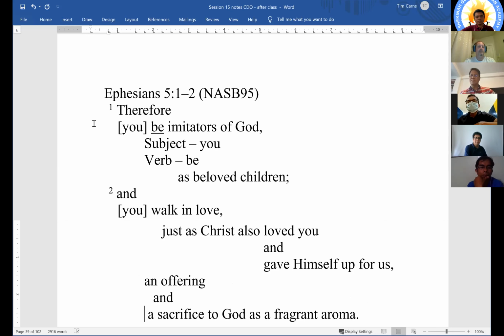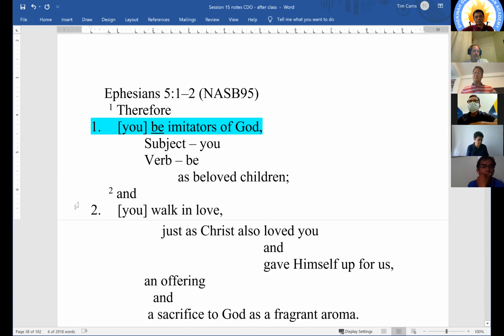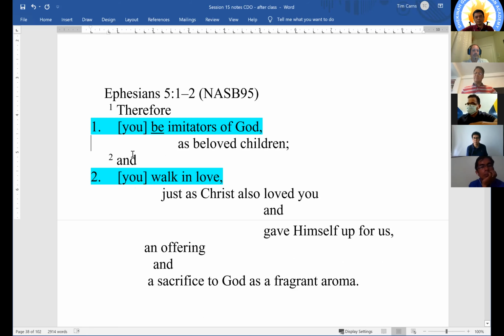But notice, in this case, I do have two. If I were to preach this text, I would have 2 points, because I really have 2 main sentences, or 1 main sentence with 2 actions. Be imitators is the first. Walk in love is the second. And then all these other phrases are just modifying. Here's a phrase, as beloved children. It modifies be. It describes how we're to be imitators.